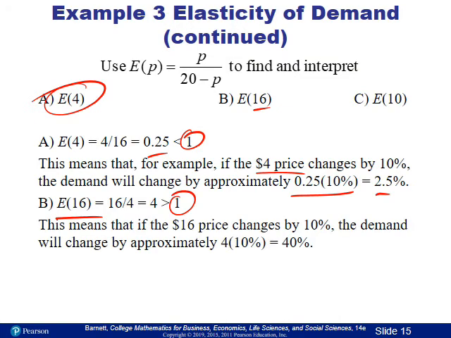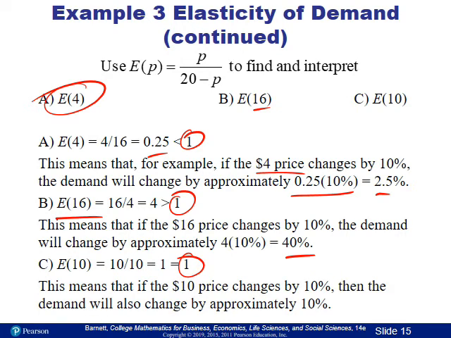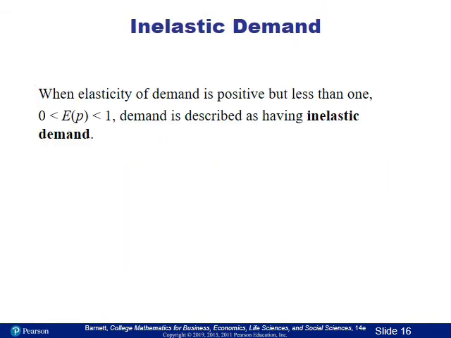So again, this means that if the price changes by 10%, the demand will change by approximately 4 times 10%, which is 40%. And if it is 1, it means that it is unit elastic. This means that if the price changes by 10%, then the demand will also change by approximately 10%.